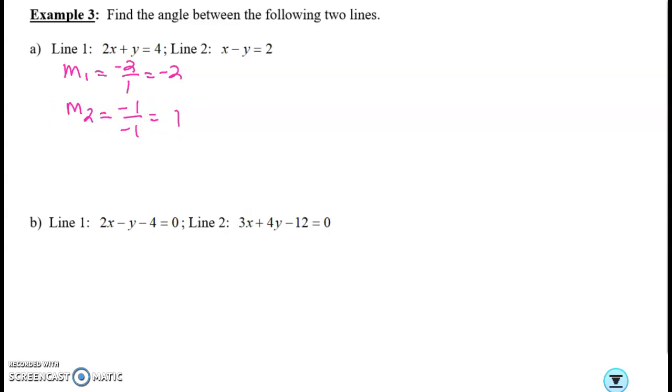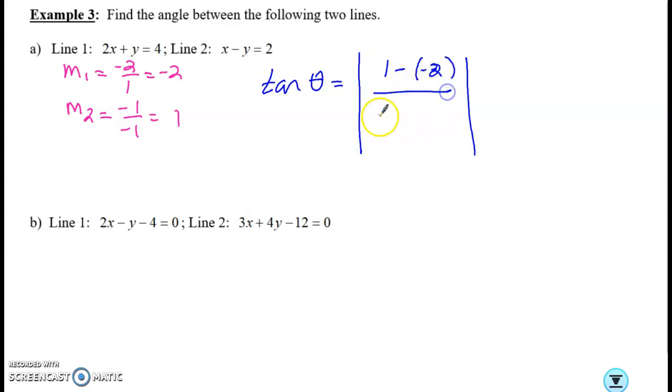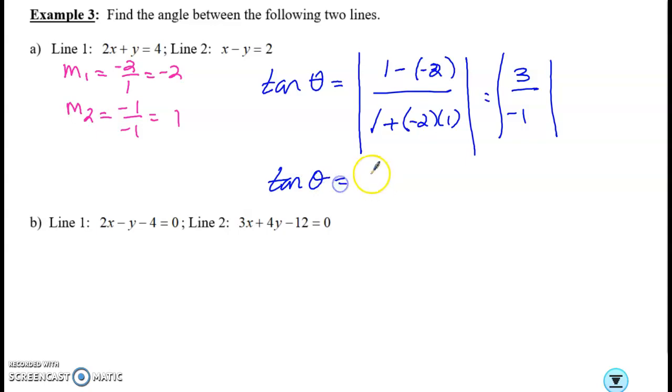Now we're going to take these slopes and put them into the formula to find the angle between. So that formula looks like this. We take one slope minus the other slope, divided by 1 plus the two slopes multiplied together. On top here, we're going to get a 3, and on the bottom, we're going to get a -1, but we want the absolute value of all that. So on your calculator, you're going to be taking the inverse tangent of 3. And so when you solve, I got 71.6 degrees.